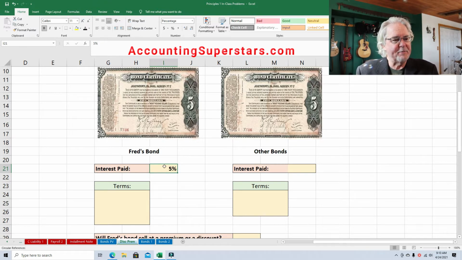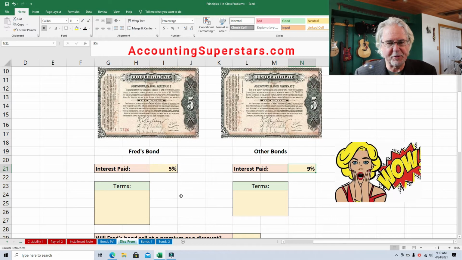So Fred's bonds are paying 5%. So what are the other bonds paying? Well, the other bonds out there in the world, the other people that want to raise money, they're paying 9%. Now, 9% is way bigger than 5%. It's almost double 5%.